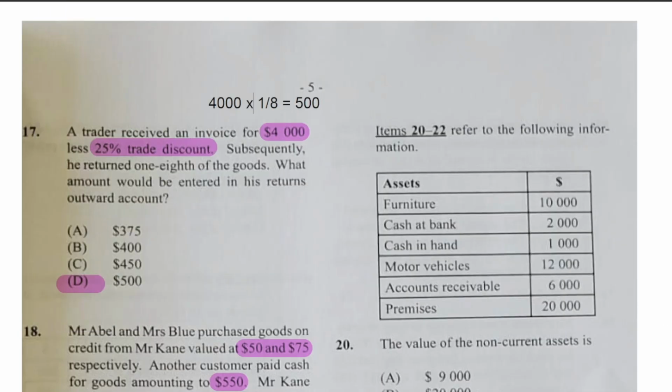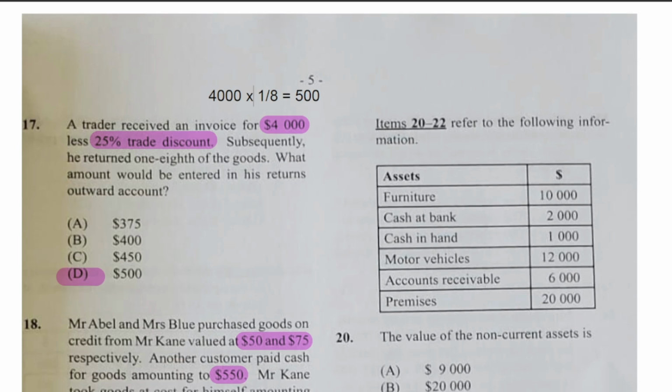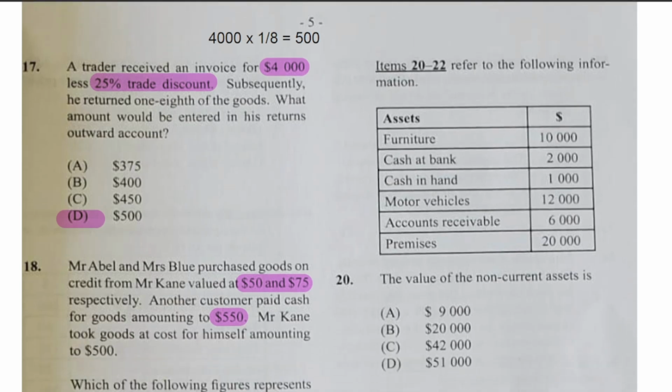Alright, so questions 20 to 22 will be focused on this. Anyway, let's go. What is the value of the non-current asset? The value of the non-current asset is, so let's have this. Alright, let's put an equal sign here. So we have non-current assets.